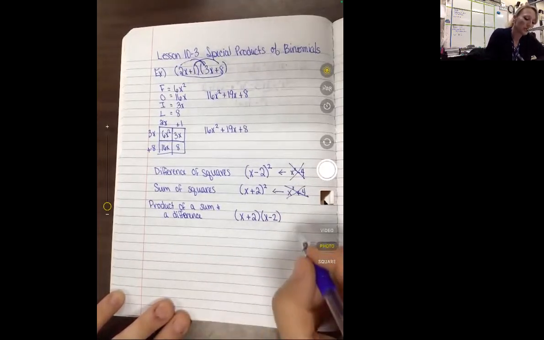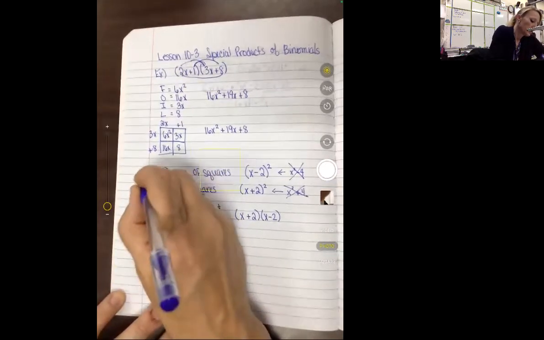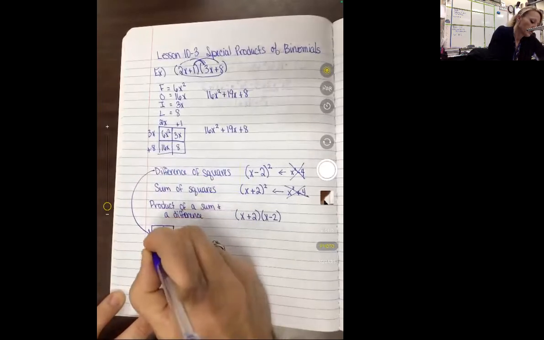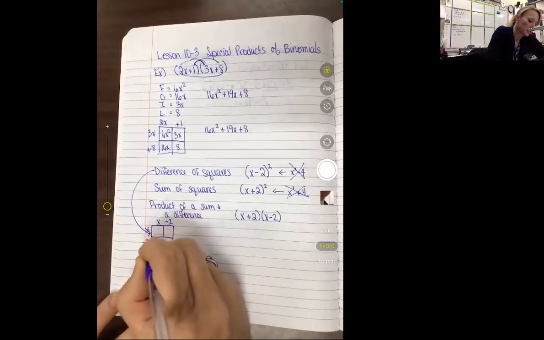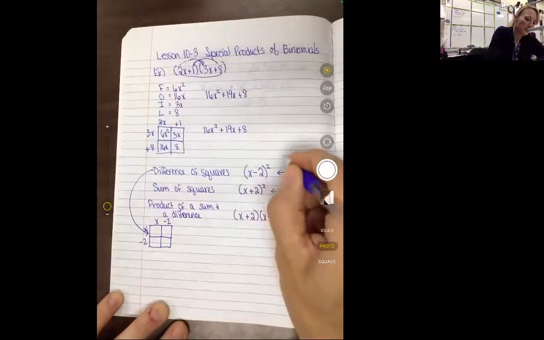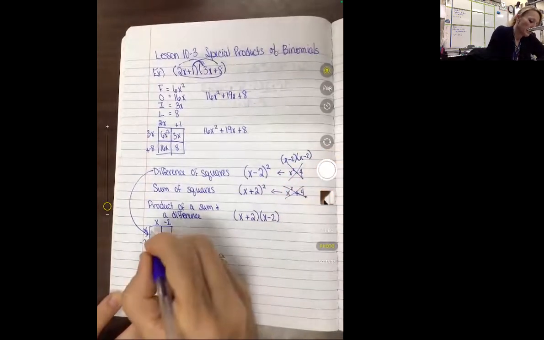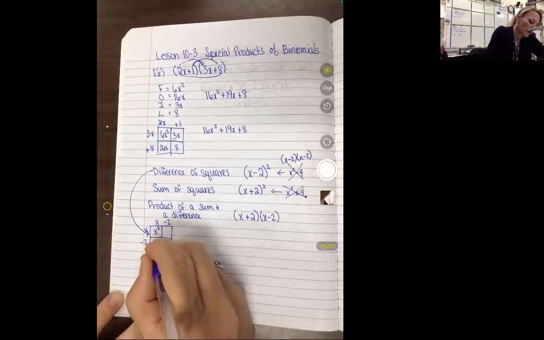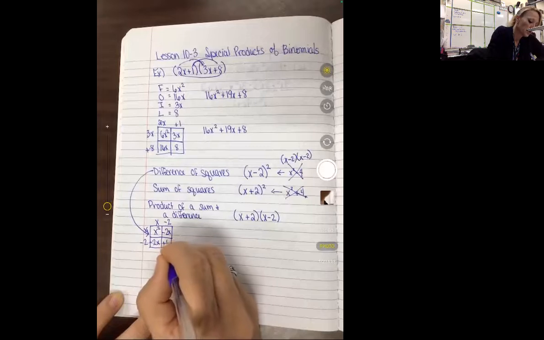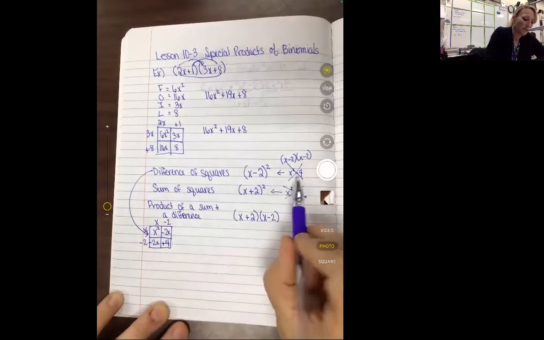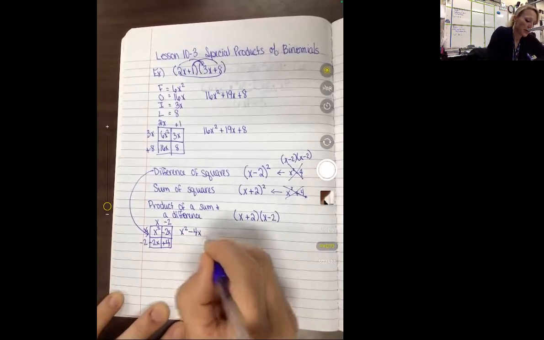So if we were to actually do boxes for a difference of squares, this would be an x minus 2 and an x minus 2, because if we expanded this, it would be x minus 2 times x minus 2. And so we'll find out that if we're doing this, we actually don't get this, that we actually will get an x squared minus 4x plus 4.